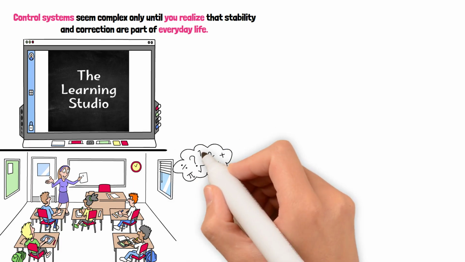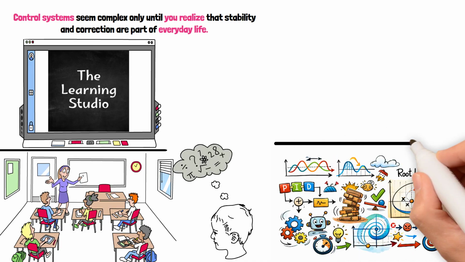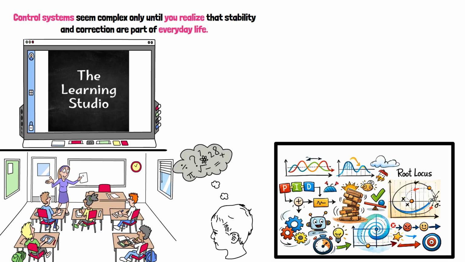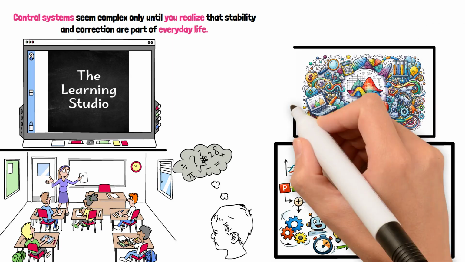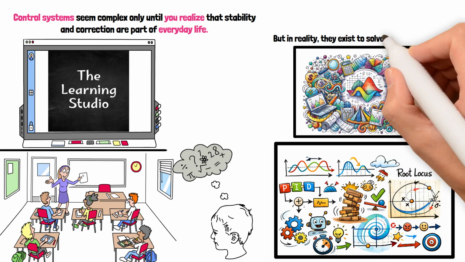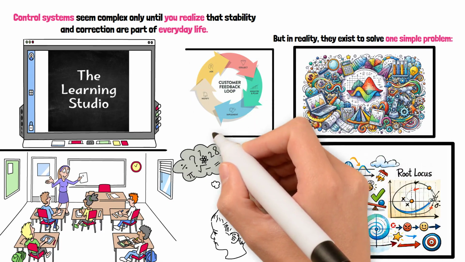how equations are solved. Most students think control systems, including PID controllers, stability analysis, and root locus, are abstract mathematical tools used only in advanced engineering, but in reality, they exist to solve one simple problem: how to keep systems behaving the way we want despite disturbances and uncertainty. Whether it's maintaining speed, position, temperature, or balance, control systems are everywhere.